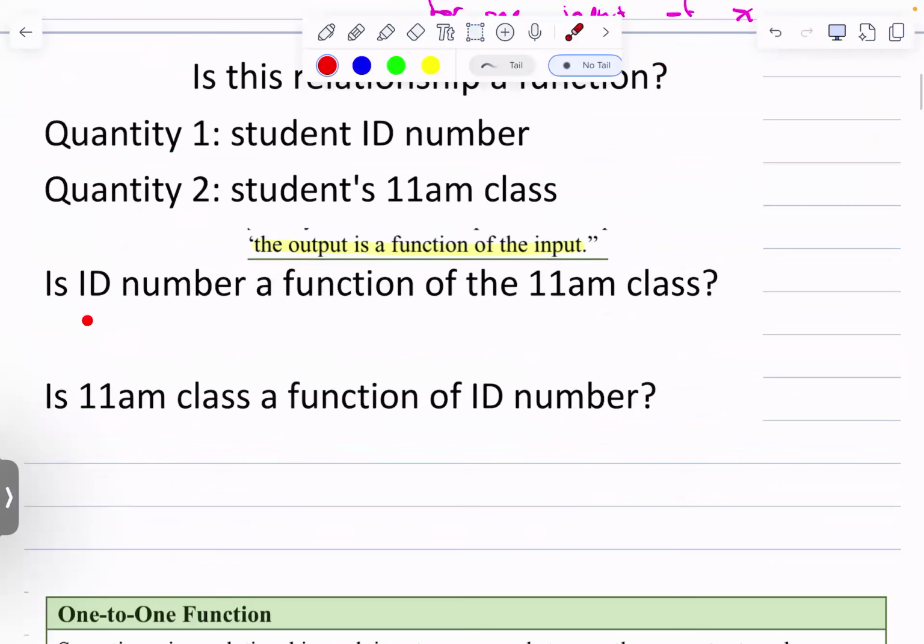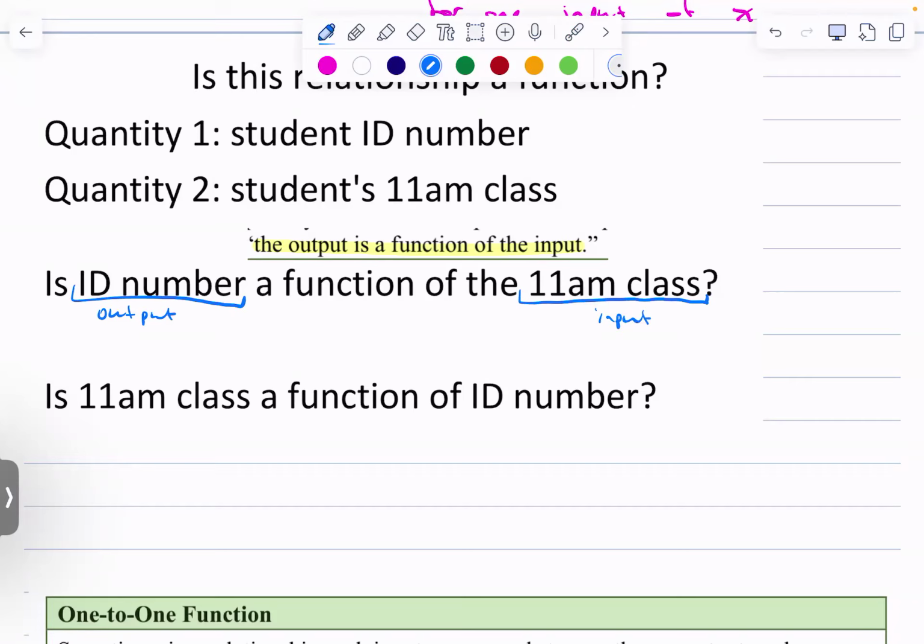Because then when we read it, okay, is the ID number a function of the 11 a.m. class? Okay? And so which one is the output? In this case, ID number would be considered the output, and the 11 a.m. class would be the input. We change that to 10 a.m.